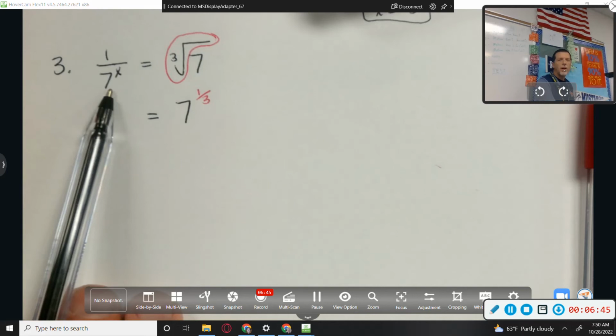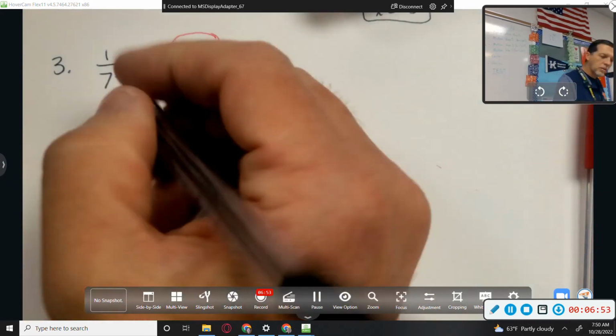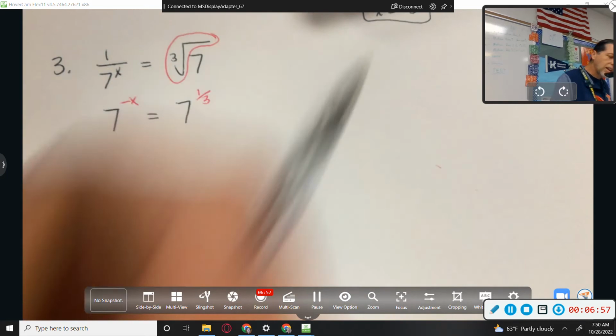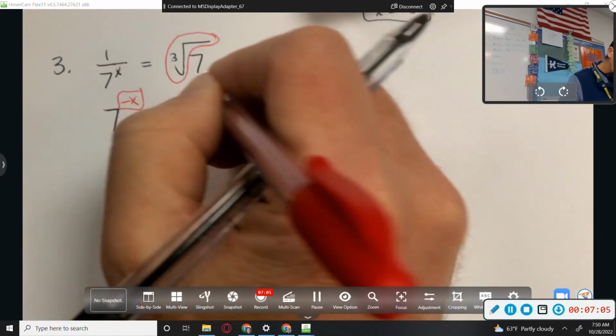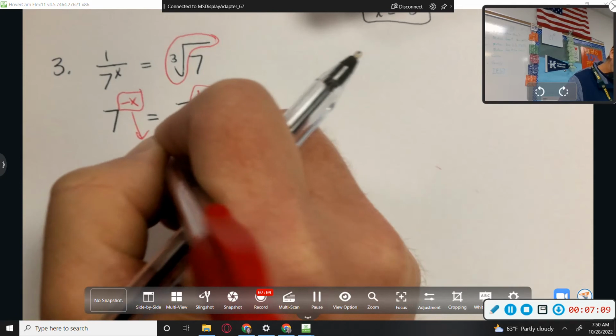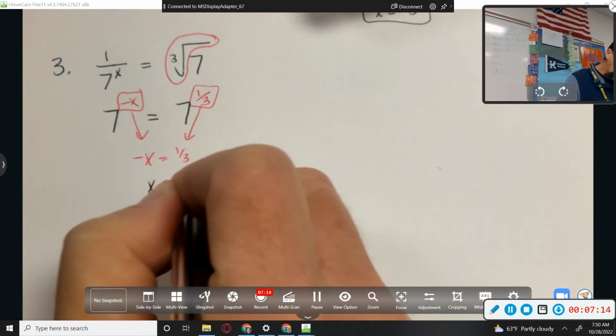How could I rewrite this other side? Why is it in the denominator? That had a negative exponent. So I could rewrite that side as 7 to the negative x. So the trick comes on step 1 of these things. After you get there, then it's pretty easy to set the two exponents equal to each other. So x equals negative 1/3.